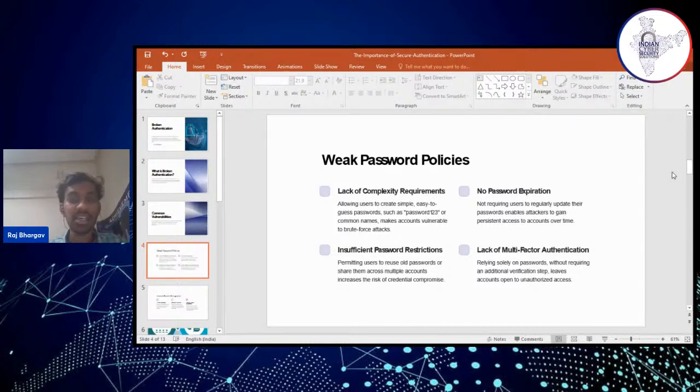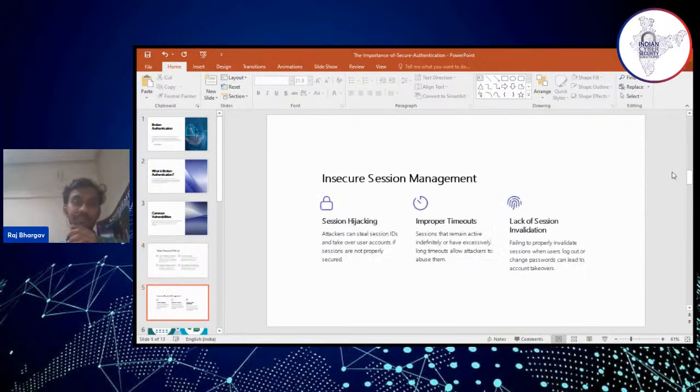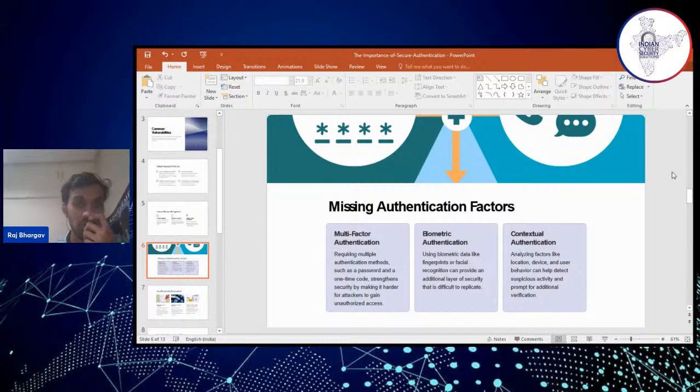Then there is the lack of multi-factor authentication, without authenticating properly. Otherwise, insecure session management, where session hijacking can be done: improper timeouts or lack of session invalidation. Suppose you take a session cookie, capture it, and are able to log in without session invalidation. And then there are the missing authentication factors.